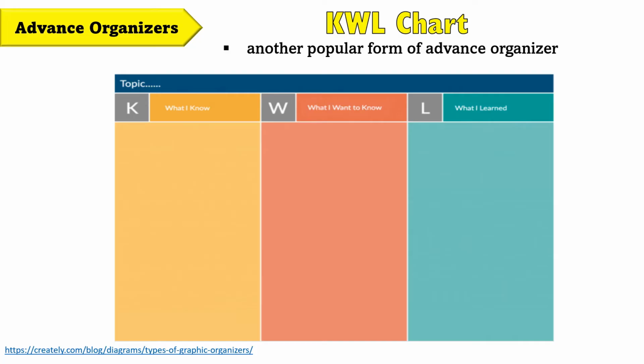Now, back to the discussion on advanced organizers. KWL chart is another popular form of advanced organizer. Before a lesson begins, students may be asked to divide a page into 3 columns. Then, they use the first column to write what they think they know about the topic. That's where the K comes from in the acronym. In the second column, they add what they want, that stands for W, to know about the topic. And after the lesson, they write what they've learned, which stands for L, in the third column.